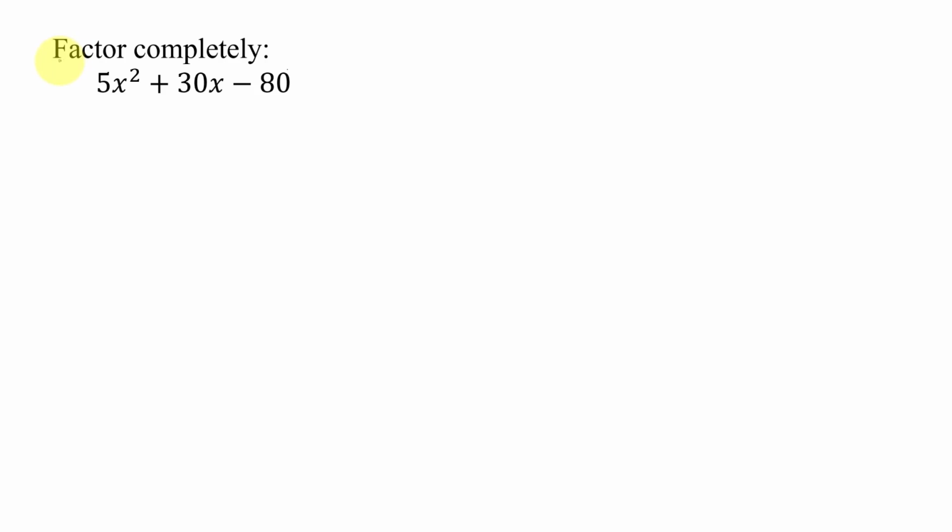In this example, I need to factor completely the trinomial 5x squared plus 30x minus 80. What's the first thing we do with every single factoring problem? We look to see if there's a greatest common factor between all the terms. My numbers are 5, 30, and 80. They're all divisible by 5, so I can definitely factor out a 5.